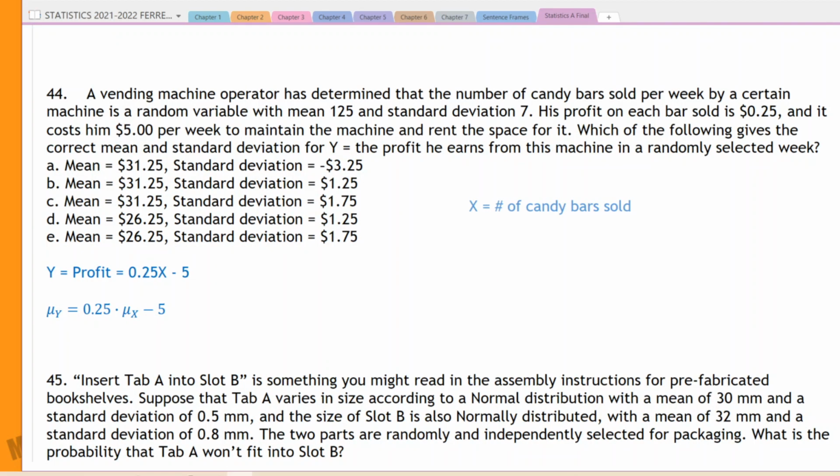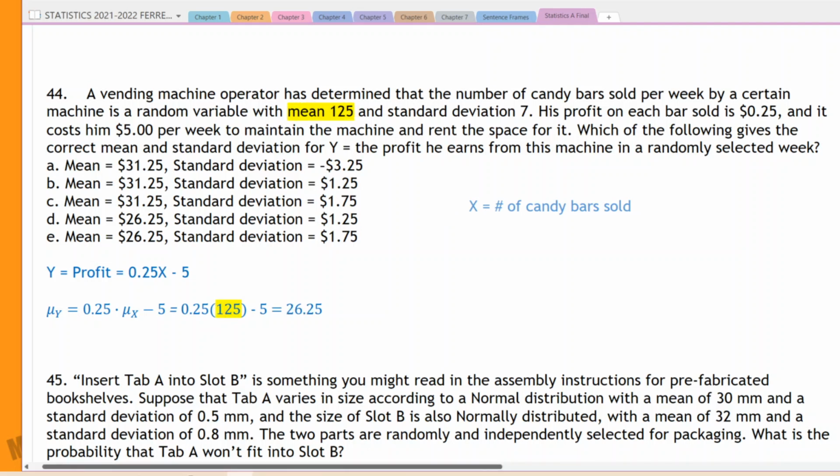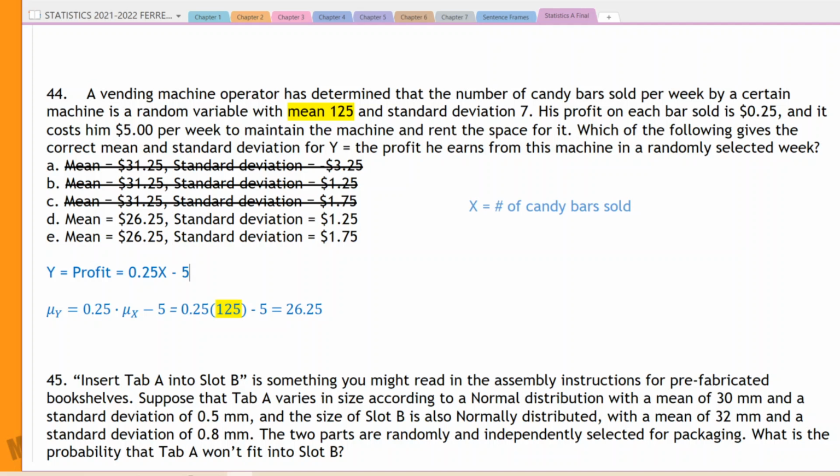So the mean of the profit undergoes the exact same transformation as y does to get from x to y. So the mean of the profits is going to be 0.25 multiplied by the mean of the number of candy bars sold minus that $5 again. So that's 0.25 multiplied by 125 minus 5. Now that 125 is going to be the mean number of candy bars sold. That's going to give me a mean of 26.25, which narrows down our answer choices quite a bit. We're down to 50-50. And now we just have to find our standard deviation.